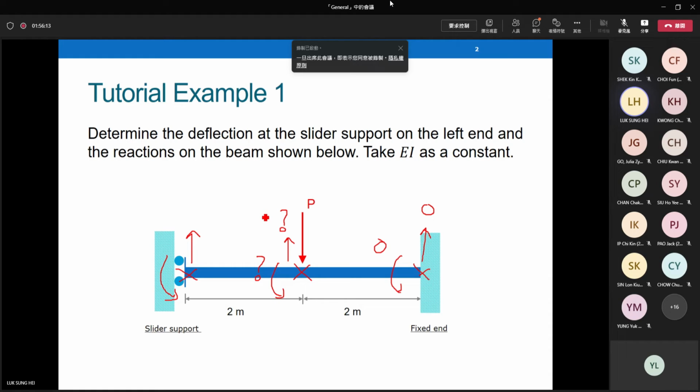Then the more difficult node, I think, is on the left-hand side, slider support. Slider support allows vertical movement. It can go up or go down, depends on the loading. So the vertical movement is unknown at the slider. But what about rotations? Rotation, as I introduced at the beginning, slider support prevents rotation. Different from pin support, different from roller support. Slider prevents rotations. So the rotation at slider is equal to 0.